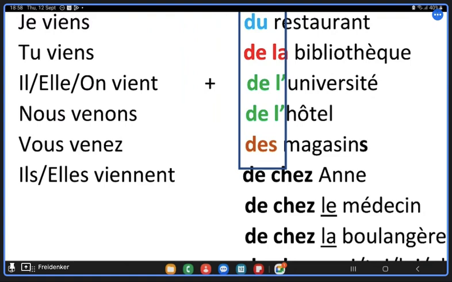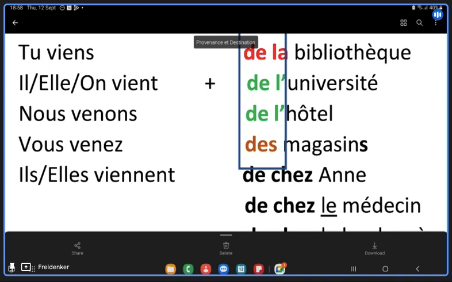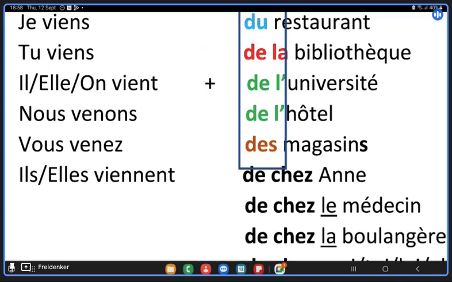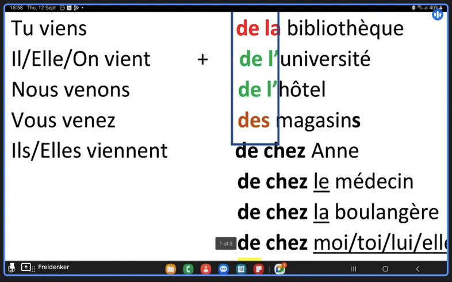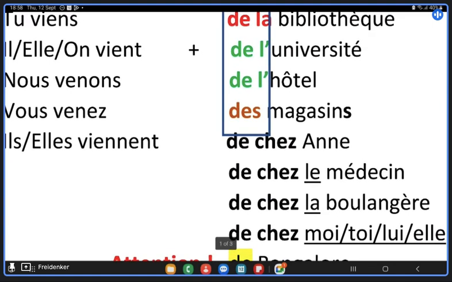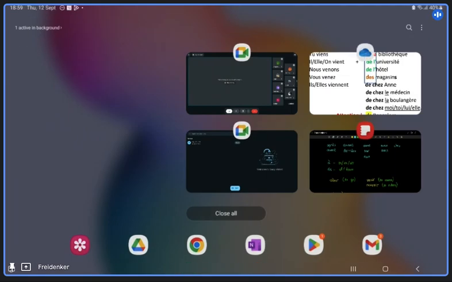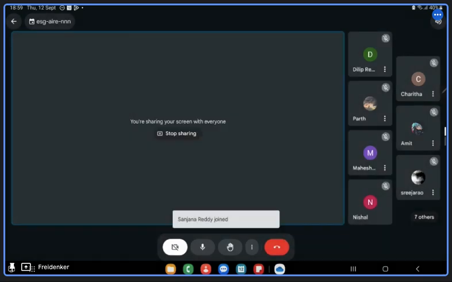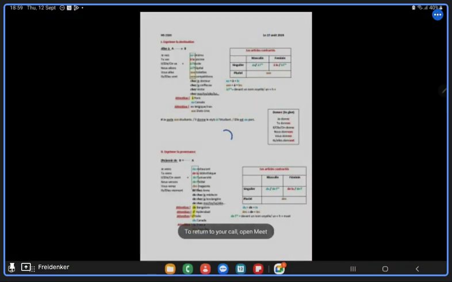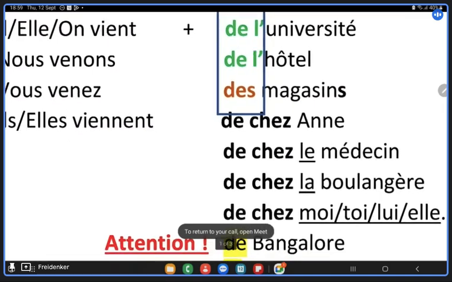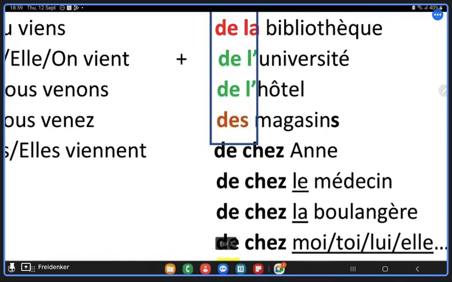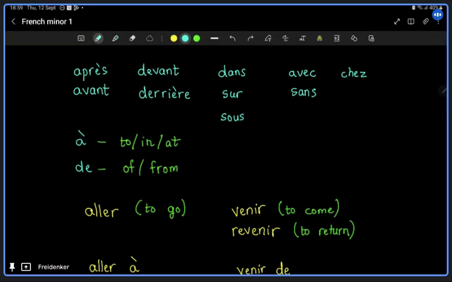Je viens de chez Anne. Je viens de chez le médecin. I'm coming from the doctor's place. Médecin is doctor. Boulangère is a baker, so a female baker. How do I know it's female? Maybe you should give a look at the professions in French from the previous semester details. So DE chez. DE is basically from. I told you, right? DE has two meanings. In this case, it means from. In the previous case, with à, to go, it means to go to.